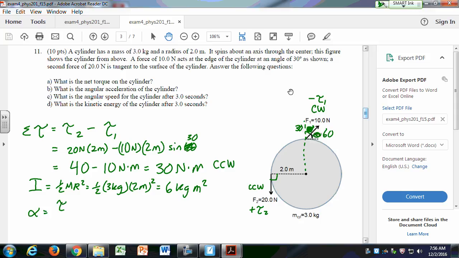Alpha equals torque over I. My torque is 30 over 6. So I have 5 radians per second squared. Those steps are all going to be the same in any of these problems.